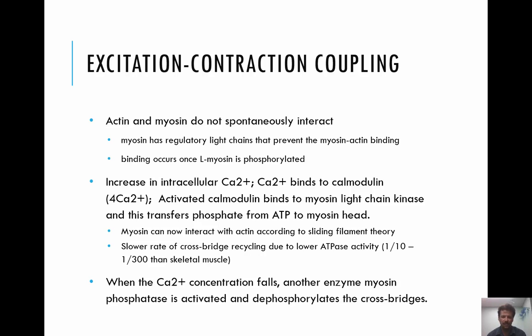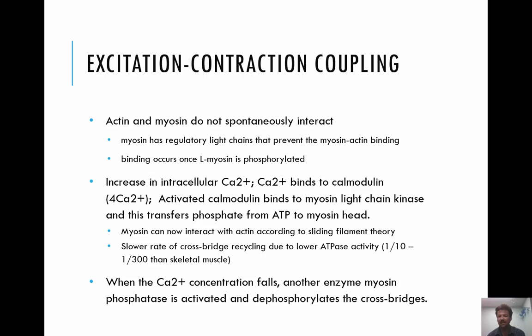So here's the process. To trigger contraction, calcium must enter the cell. Once calcium enters the cell, it doesn't bind to troponin because there's no troponin. It binds to another protein called calmodulin. And you have 4 calcium molecules binding to one calmodulin molecule. Activated calmodulin now interacts with an enzyme called myosin light chain kinase, and it activates the myosin light chain kinase. So myosin light chain kinase exists in the cell, but it's in an inactive form. Activated calmodulin activates myosin light chain kinase.